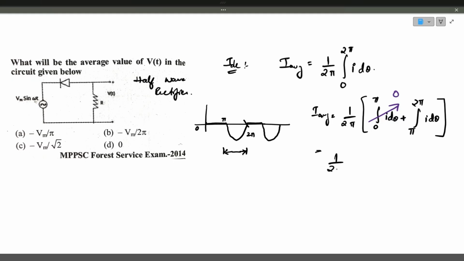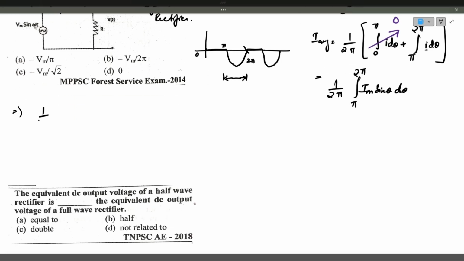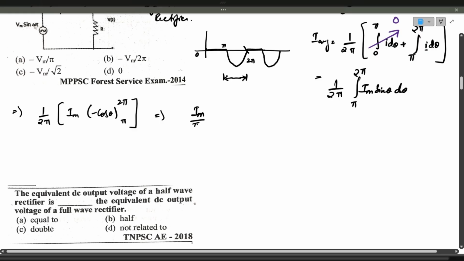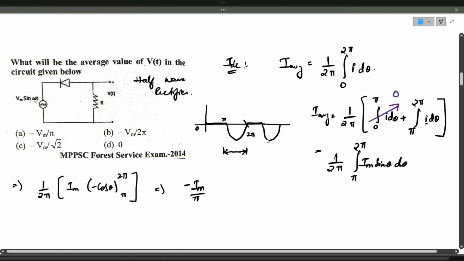Now 1 by 2 pi, pi to 2 pi. The conduction is I, current, Im sin theta d theta. So if you integrate that, 1 by 2 pi, Im, integral of sin theta is minus cos theta, from pi to 2 pi. So if you substitute these values, you will get the answer minus Im by pi. So this is the current. Okay, Im by pi is this current.